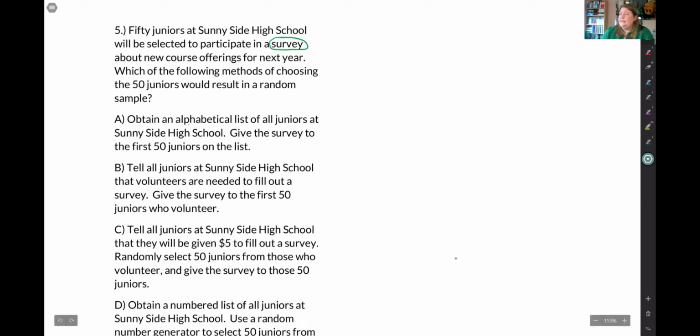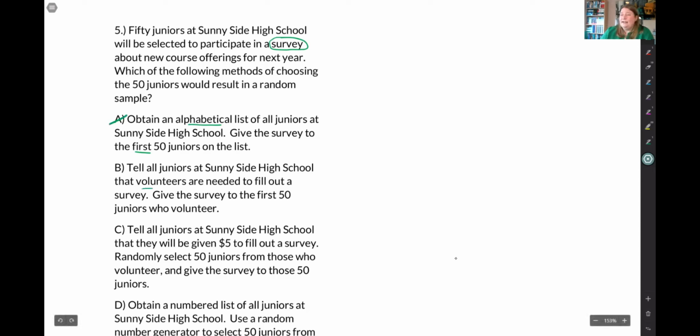First of all, if you see an alphabetical list, that might be okay if we were to somehow mix it all up, but we didn't. We said the first 50 on that list. Well, that's not random. Those are the people who start with A. I don't know if people whose last names start with the first few letters of the alphabet have a different personality than other people, but still it's not random, and I'm not going to select this answer.